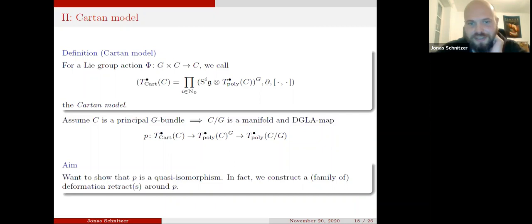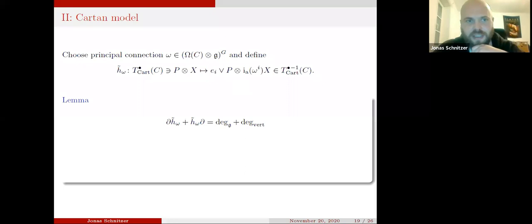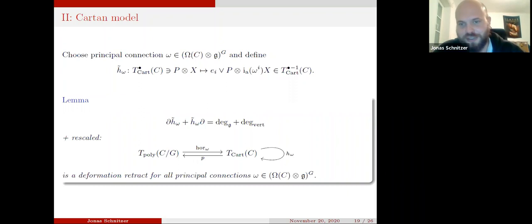And now we want to show that this is a quasi-isomorphism. And in fact, you're even again in a nice case, you can construct a family of deformation retracts. So we choose a principal connection and we define the following operator, which basically does exactly the opposite. It takes a symmetric product with an element from G and inserts the one form part of the principal connection. Then we have the tiny lemma, which says that if I take the commutator with the del, I get a degree in G and a vertical degree. If I have chosen a principal connection, I can talk about vertical degrees. This is exactly what is written here. And I can rescale it by this. And this basically says that the horizontal lift is an inverse of P.